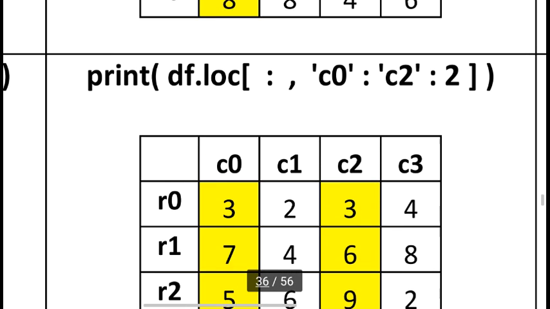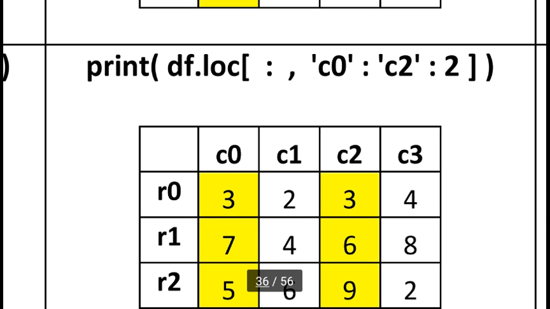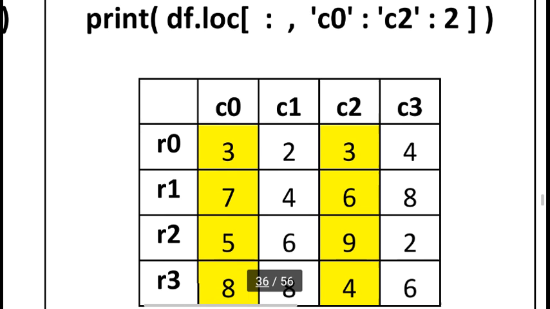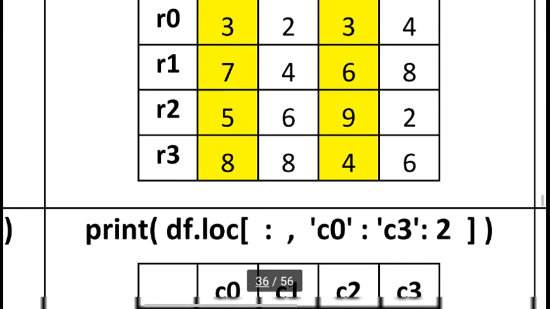Okay, here I want to include c0 and c2. Suppose I want to access the c0 and c2 columns. So see here I am writing df.loc[:, c0:c2:2], which means the c0 column, then skip the c1 column, then include the c2 column, and so this is our result, the output of this statement.